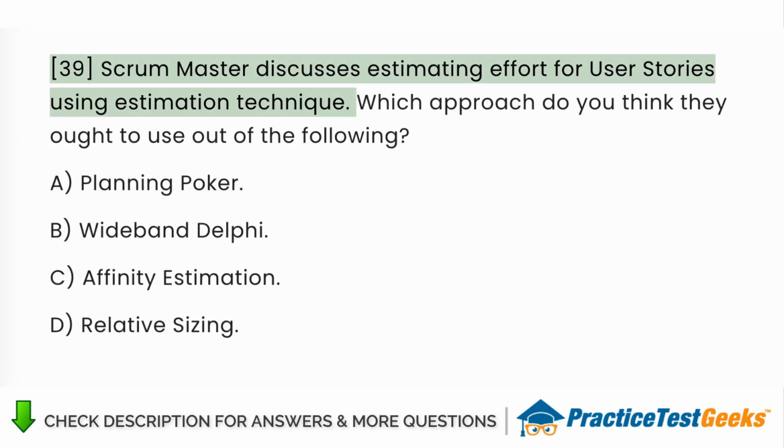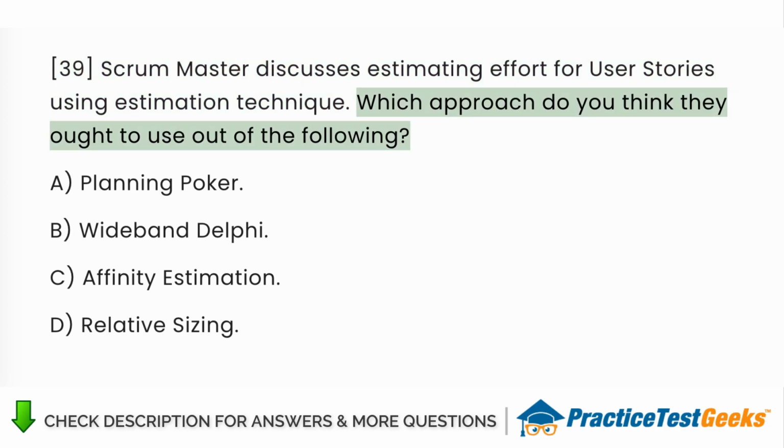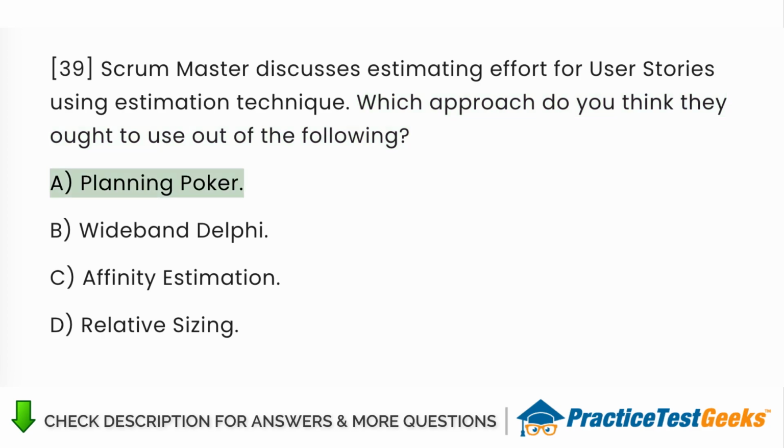Scrum Master discusses estimating effort for user stories using an estimation technique. Which approach do you think they ought to use out of the following? A. Planning poker. B. Wideband Delphi. C. Affinity estimation. D. Relative sizing.